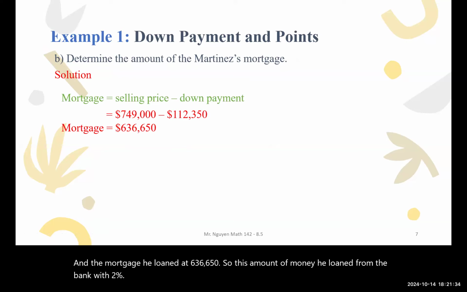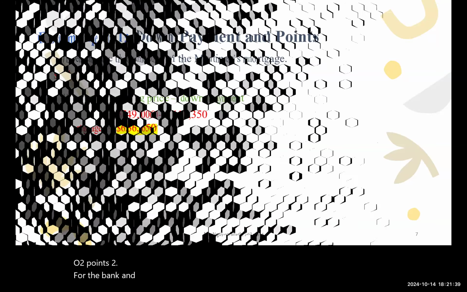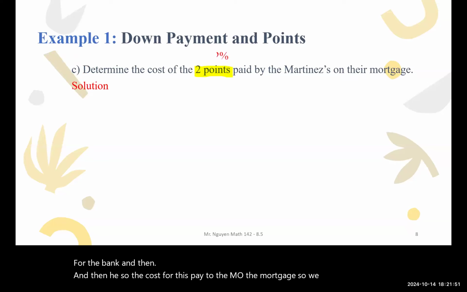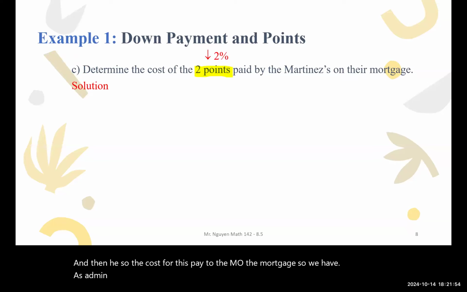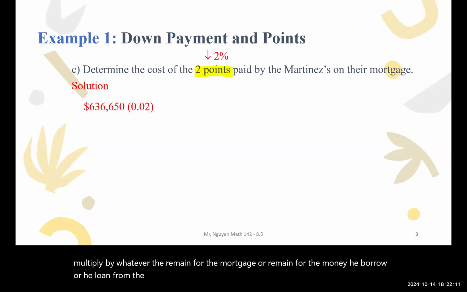Or 2 points, or 2%, for the bank. So this is the cost to pay for their mortgage. It means 2%, it means 2 points. He had to pay for it, so we have to multiply by whatever remains on the mortgage, the money he borrowed or loaned from the bank, which is 636,650.